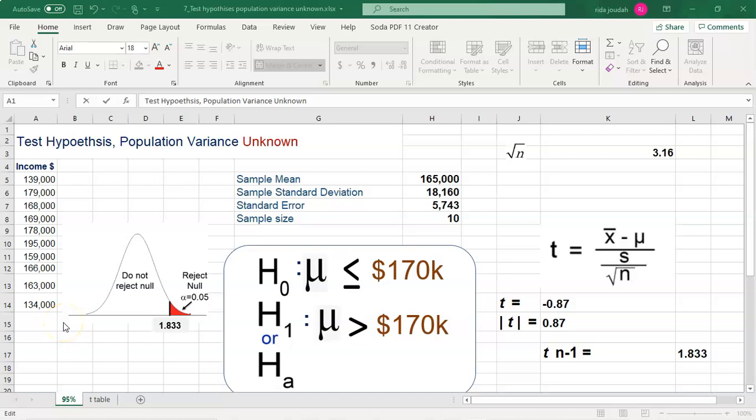Welcome back, everyone. Let's say that we don't have a sample size of 30 or more. We have only 10 observations. Or the variance is unknown. So if we have any of these situations, we need to use t-distribution to test the hypothesis.